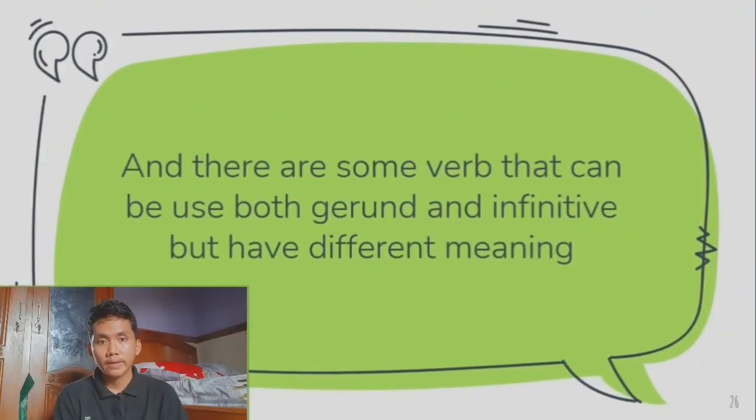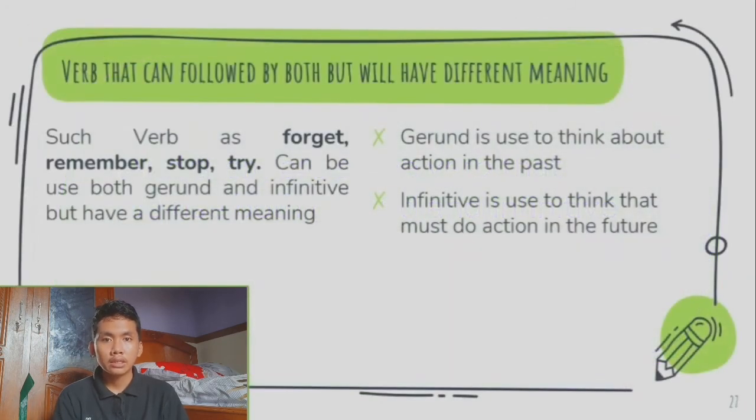Here, I will continue my friend's explanation about some verbs that can be used with both gerund and to infinitive with a small difference, even no difference. Now I will explain about some verbs that can be used with both gerund and to infinitive but have a different meaning. Such verbs as forget, remember, stop, try can be used with both but have a different meaning. The gerund is used to think about an action in the past, and the to infinitive is used to think about an action that must be done in the future.